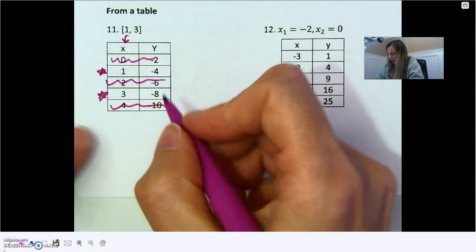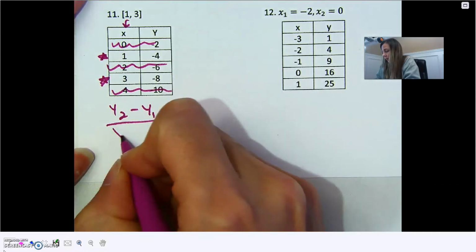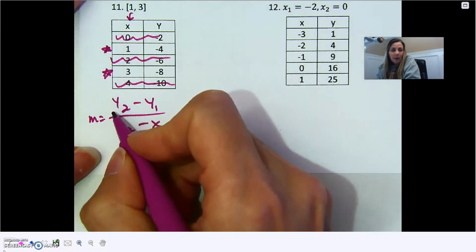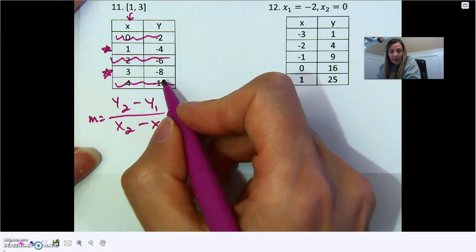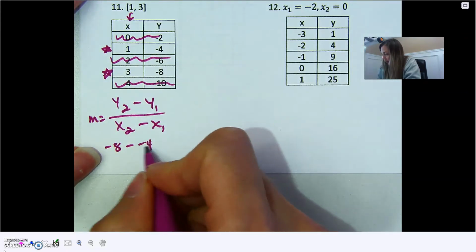All right. So the formula says to do y2 minus y1 over x2 minus x1, right? That's your slope formula. So the second y is negative 8 minus the first y, which is negative 4.